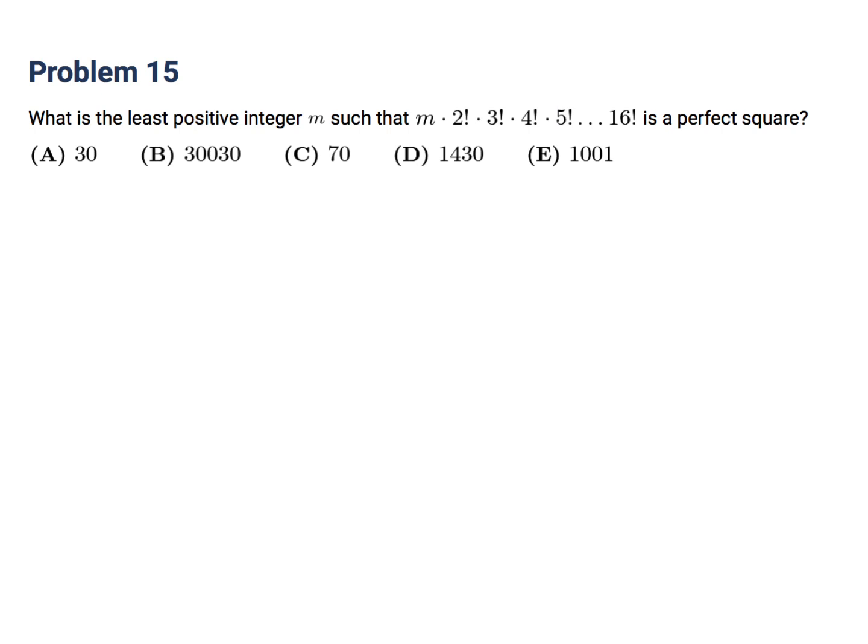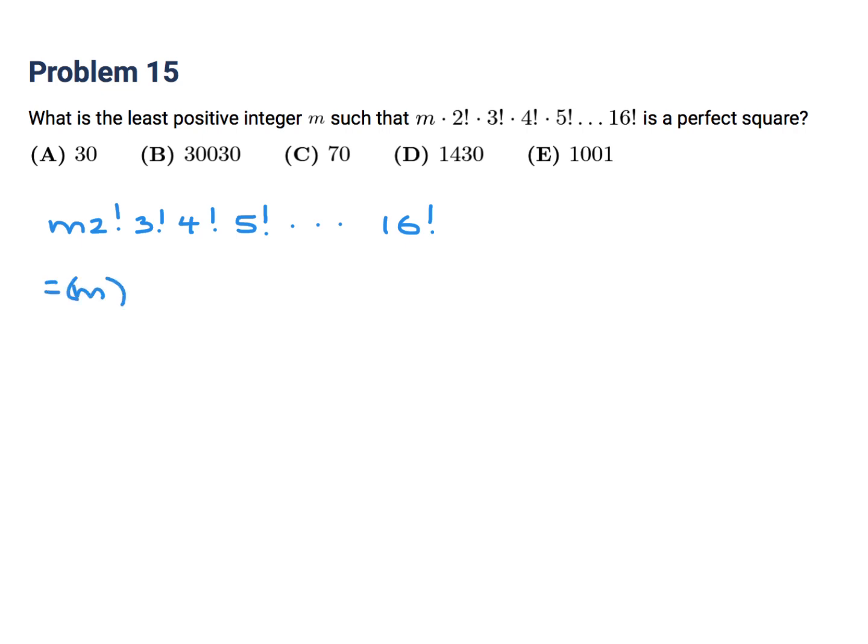What is the least positive integer m such that m times 2 factorial times 3 factorial all the way to 16 factorial is a perfect square? Let us write these all out. Well, I don't think I need to write them all out initially. Okay, so if I have this, the m is going to be all alone for now.